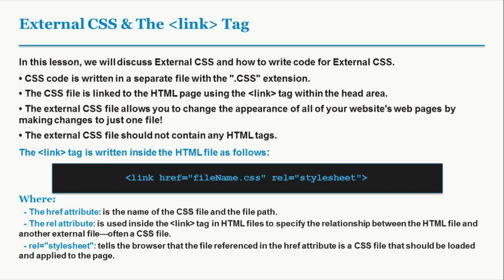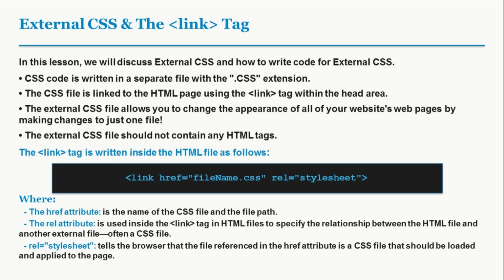CSS code is written in a separate file with the .css extension. The CSS file is linked to the HTML page using the link tag within the head area. The external CSS file allows you to change the appearance of all of your website's web pages by making changes to just one file. The external CSS file should not contain any HTML tags.